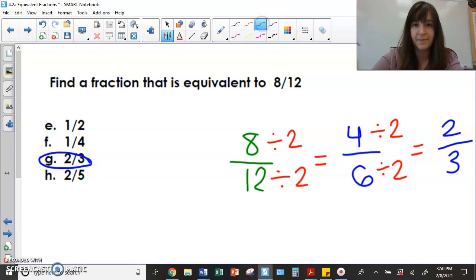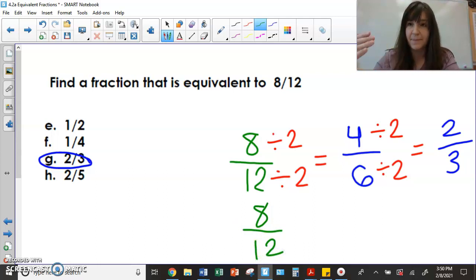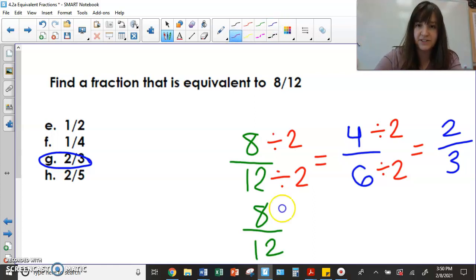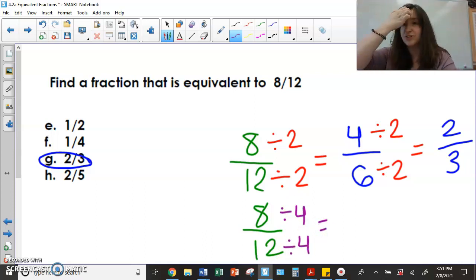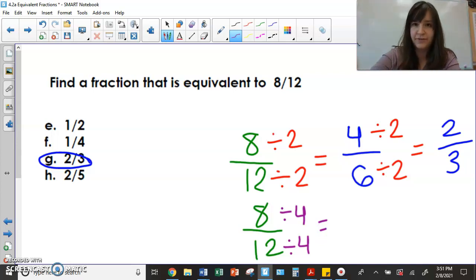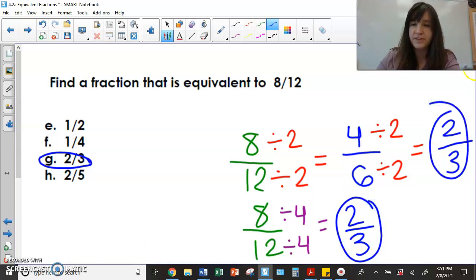Now, I could have taken a different path to get that answer. I could have said 8/12, and instead of dividing it by 2 and then 2 again, I could have divided it by 4 because 4 is also a factor of 8 and 12. In fact, it is the greatest common factor, which, if you understand that, can help you with finding equivalent fractions. So when I divide 8 by 4, I get 2, and 12 divided by 4, I get 3. Both times I was able to get the fraction, but I took a different path to get there.